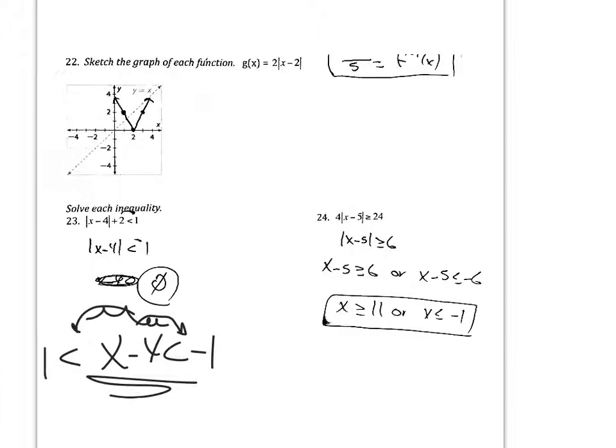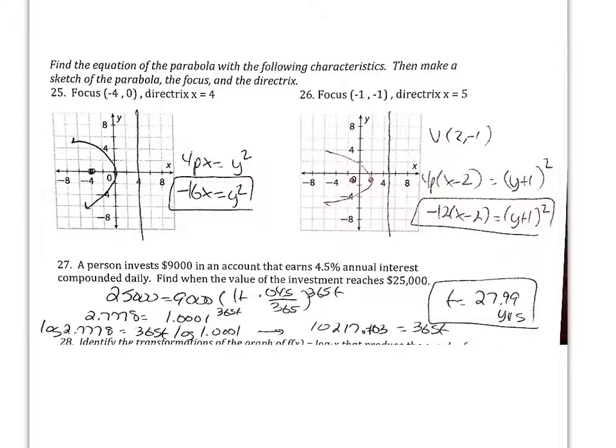24 is greater than. It's an or. Don't forget, don't ever distribute the 4. Divide both sides by 4 first, then set up your or with a greater than 6 and an or less than negative 6, and just move the 5 over and get your two answers.